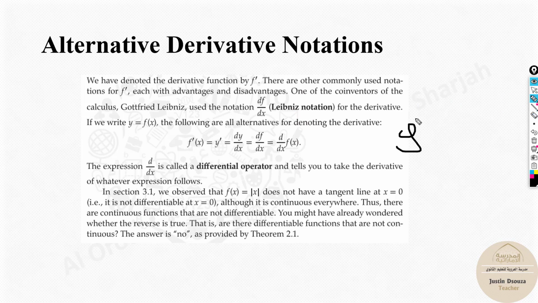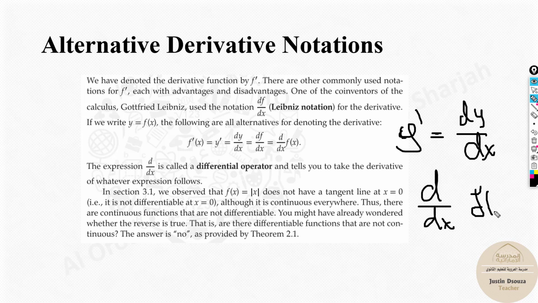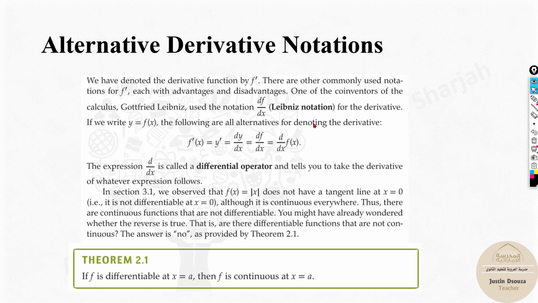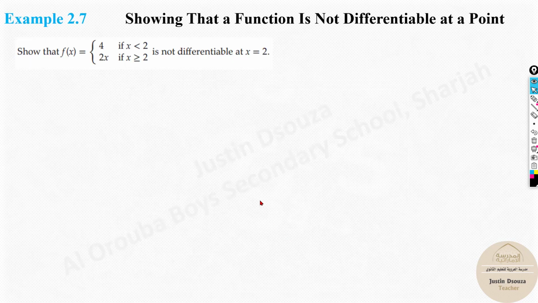Now the thing is, y dash is just dy by dx. This is by Leibniz, so this is interchangeable. If you see y dash, the derivative would be like this, d by dx of any function f of x. The function f of x is y, so you can write dy by dx. This is just another way to write it. There's no problem. We'll see some problems now. And one more thing, if f is differentiable at x equals a, then obviously it must be continuous. So wherever it's not continuous, you can't differentiate it. We will see problems on that as well.